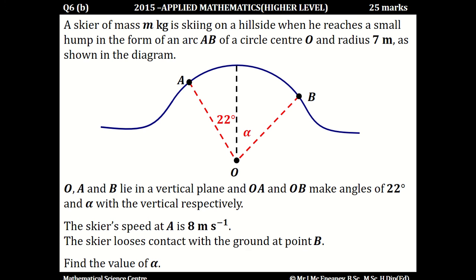Part B then. We're told that a skier of mass m kilograms is skiing on a hillside when he reaches a small hump in the form of an arc AB of a circle with centre O and radius 7 as shown in the diagram. O, A and B lie in a vertical plane, and OA and OB make angles of 22 degrees and alpha with the vertical respectively. The skier's speed at A is 8 meters per second. The skier loses contact with the ground at the point B. We want to try and find the value for alpha.